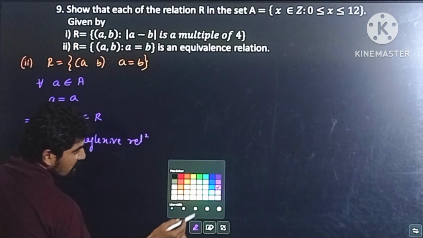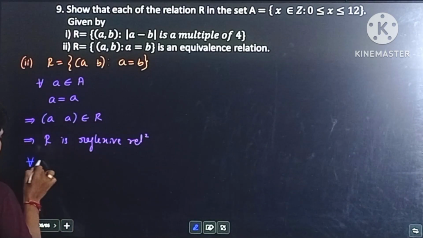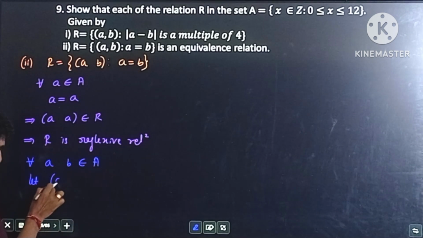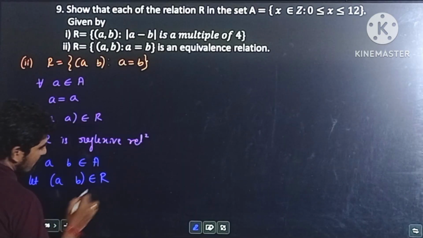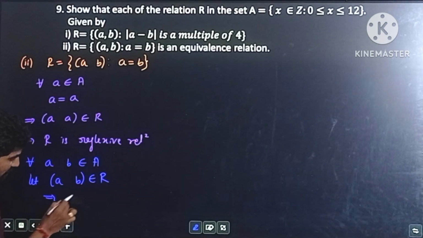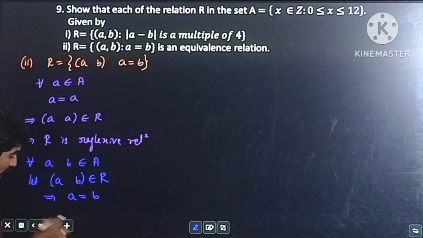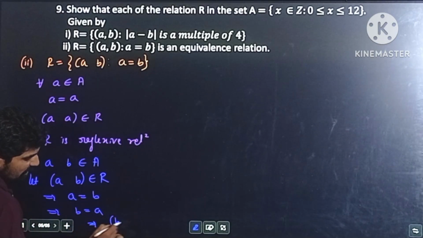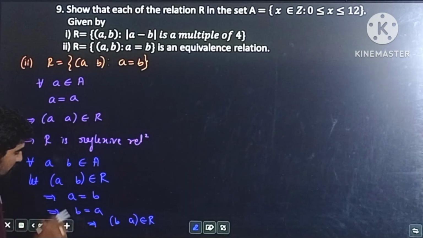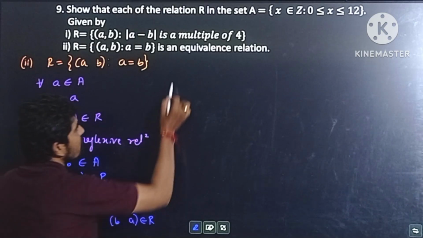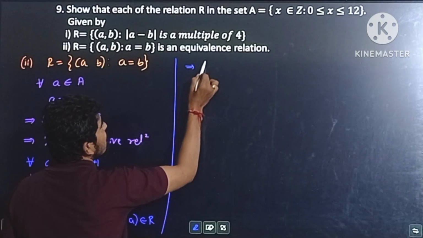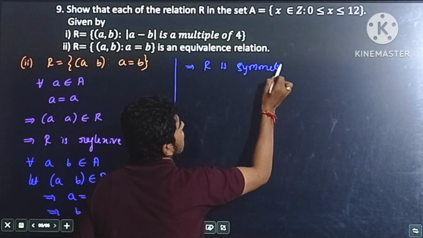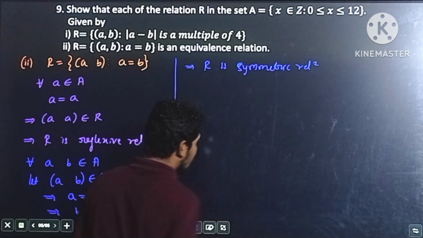Now for the symmetric relation, consider two numbers A and B belonging to the defined set A, and consider a pair. Let the pair AB belong to relation R. So when AB belongs to R, definitely the first element is equal to the second element. And this can also be expressed as B is equal to A. If B is equal to A, the pair BA belongs to the relation R. So if AB belongs to R, definitely BA belongs to R. It means this relation R is a symmetric relation. Hope all of you understood.